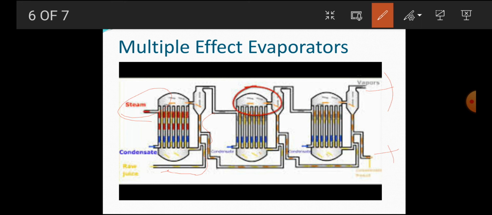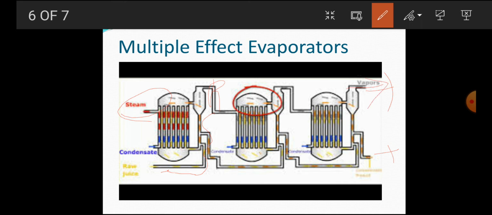In the first effect, raw steam is fed, and the vapor pressure in the evaporator is the highest, P1. The second effect has an intermediate vapor pressure. That is, P1 is greater than P2, which is greater than P3. The pressure gradient is maintained by drawing the vapor through a vacuum pump connected after the final effect.